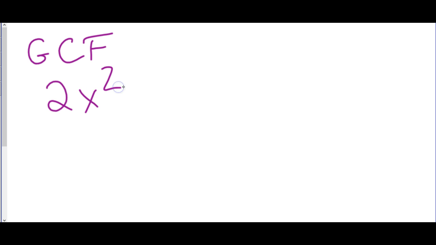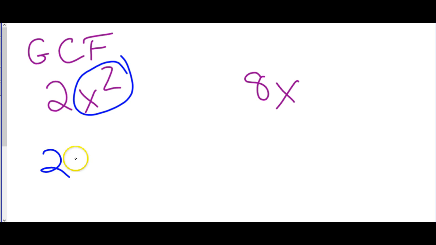So if I'm looking at 2x squared and 8x, if we want to know what the greatest common factor is, we want to know the biggest number and letter that would divide into both of those. To do that, the easiest way is to break them down. So 2, I can't break down any further. The only things that multiply to be 2 are 2 times 1. And if we ever come up with a 1, we don't want that. That's not helpful to us. So we just use 2. But then x squared literally means multiply x by itself, so we really have 2 times x times x.